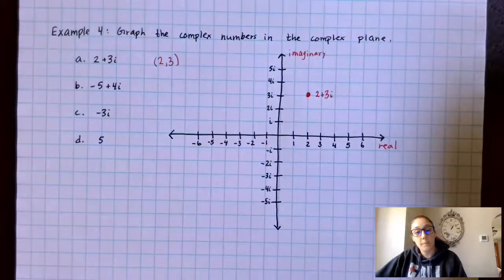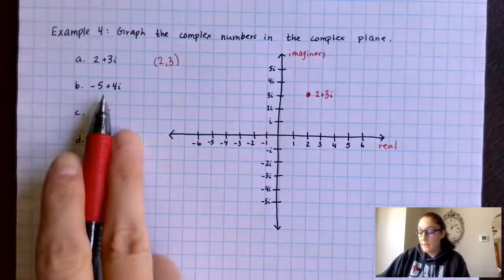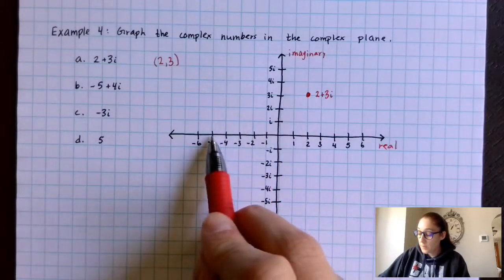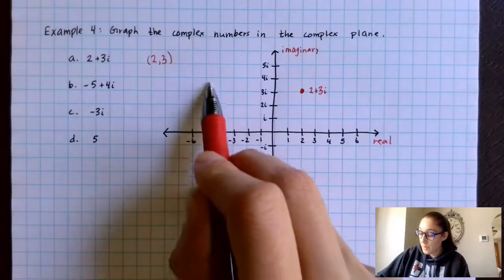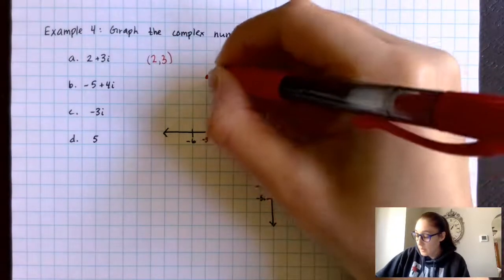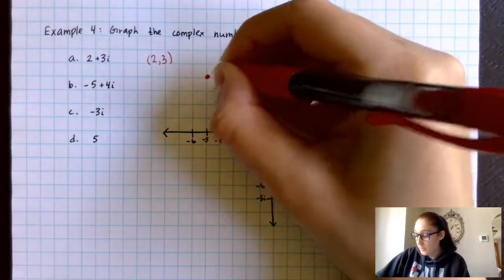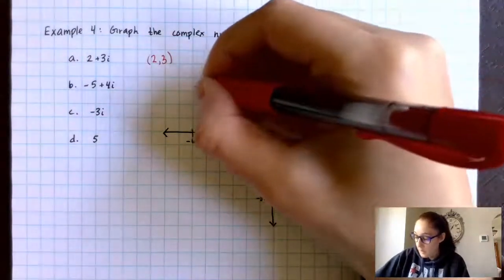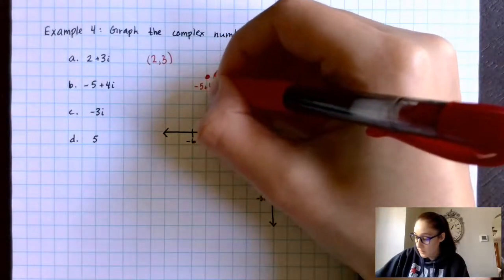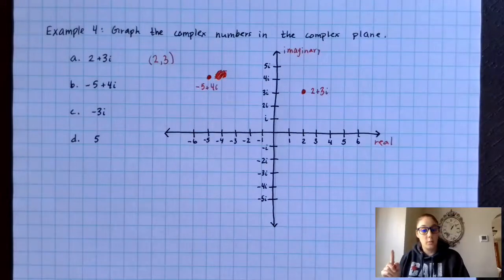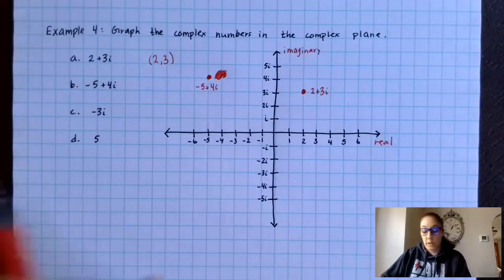All right. Next we have negative 5 plus 4i. So I'm going to go to negative 5 on the real, and then to 4i on the imaginary. So I have negative 5 plus 4i. Oops, I'm in the habit of using parentheses, but I don't need them.